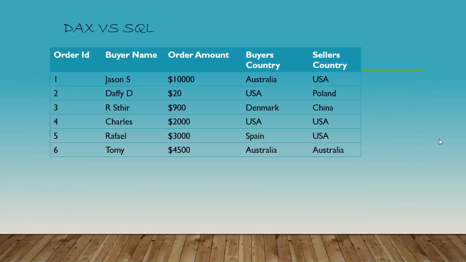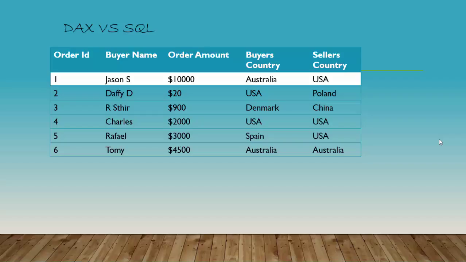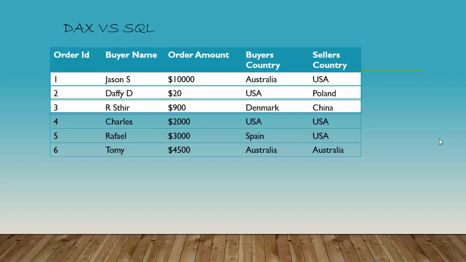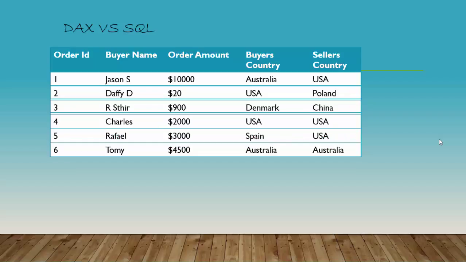Moving on. So let's say we've got an order processing system and it contains the order ID, buyer name, order amount, buyer's country, and seller's country. Now, if I was running an OLTP system, I would be interested in records. So if I could print out for order ID 1, what were the details. So it would typically go row by row. It will be the first row that I would print out. Then I would look at the second row, third row, and so on. So you get the idea. You're basically traversing data row by row.